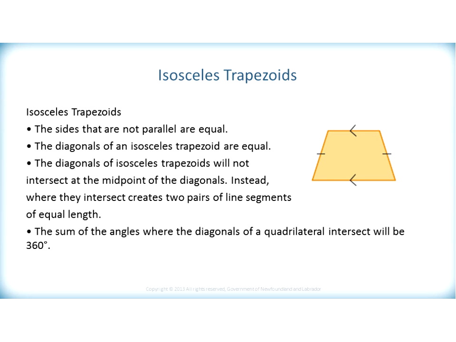Okay, so the diagonals of an isosceles trapezoid are equal. They're equal in length again. But the diagonals of isosceles trapezoids will not intersect at the midpoint of the diagonals. What you're going to find is that where they intersect creates two pairs of line segments of equal length, but they don't divide each of the diagonals into two equal parts. And finally, the sum of the angles where the diagonals of a quadrilateral intersect are going to be 360 degrees again. That is true for any quadrilateral.